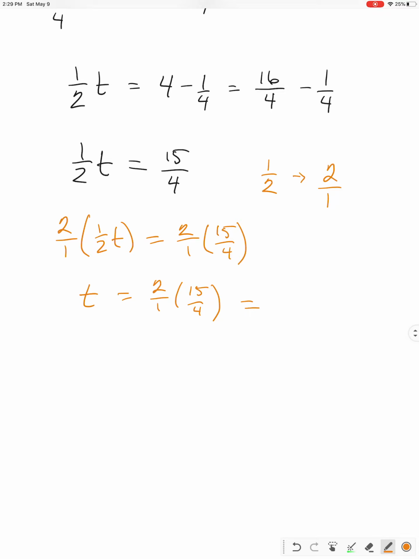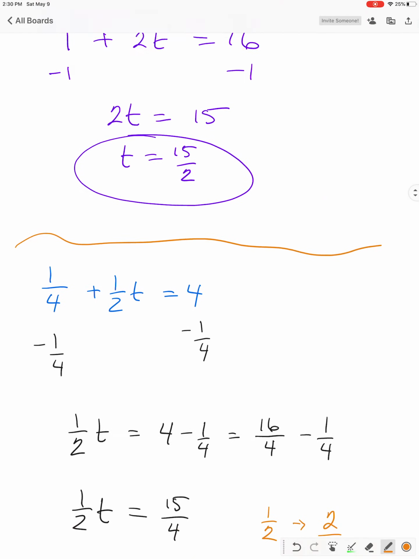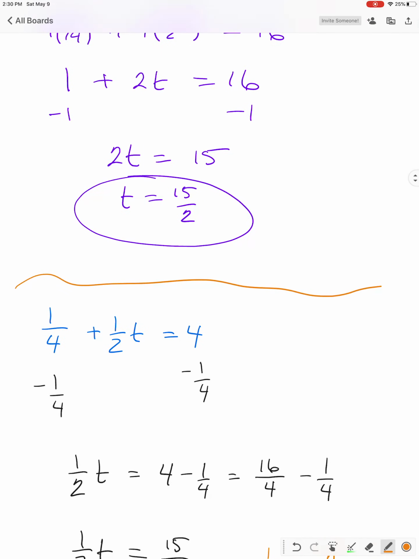And you can think of this a couple of different ways. This is 30 over 4, since 2 times 15 makes 30 and 1 times 4 makes 4, which simplifies to 15 over 2. Or you could have said that's 2 over 1 times 15 over 4, and then recognize that this 2 and this 4 would simplify to a half, leaving you with 15 over 2. Either way, you get t is equal to 15 over 2 as your answer, and once again, that's what we got using the least common multiple method.